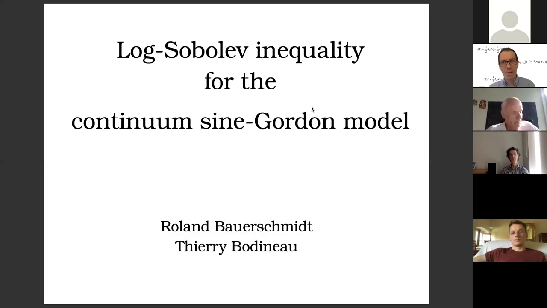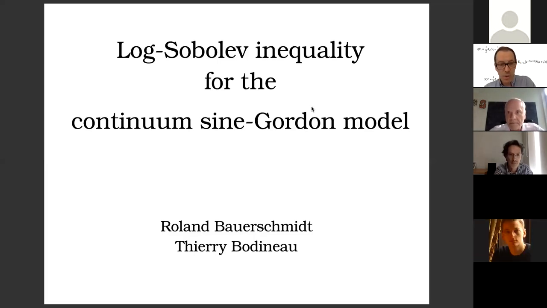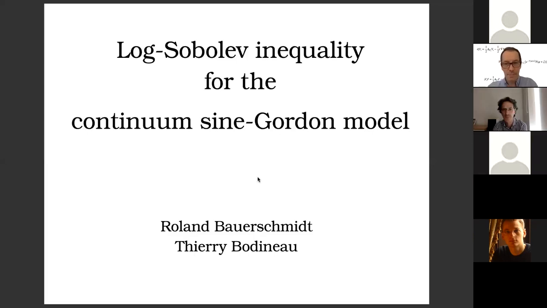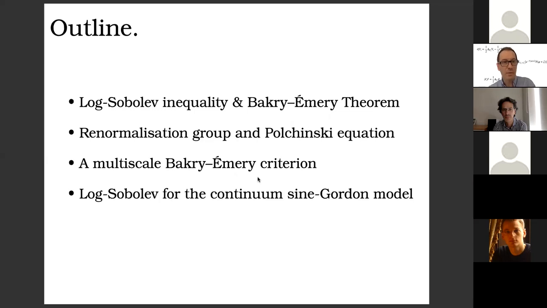It's a great pleasure to give this talk on joint work with Roland Bauerschmidt, and we've been working on deriving Log-Sobolev inequalities for interacting systems. Today I'll explain a general criterion on Log-Sobolev inequality we've obtained and its application to this continuum sine-Gordon model. So the talk will first start with recalling what Log-Sobolev inequality is, and in particular, a very famous result by Bakry-Emery. And then I would like to show that renormalization can be helpful to improve this result.